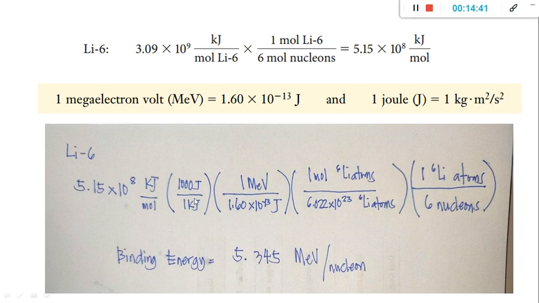In 1 kilojoule, we have 1,000 joules. The conversion factor of 1 mega electron volt is 1.6 times 10 raised to negative 13 joules. And in 1 mole of lithium 6, we have 6.022 times 10 raised to 23 lithium 6 atoms. In 1 lithium 6 atom, we have 6 nucleons. Therefore, we have a binding energy of 5.345 mega electron volt per nucleon. So usually, it is expressed in mega electron volt per nucleon.